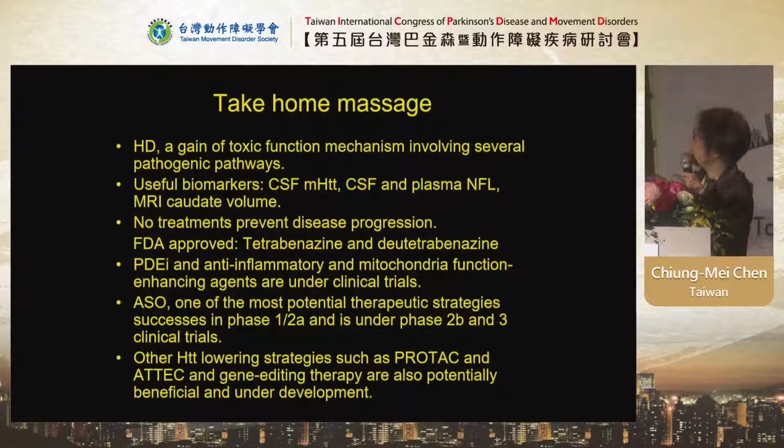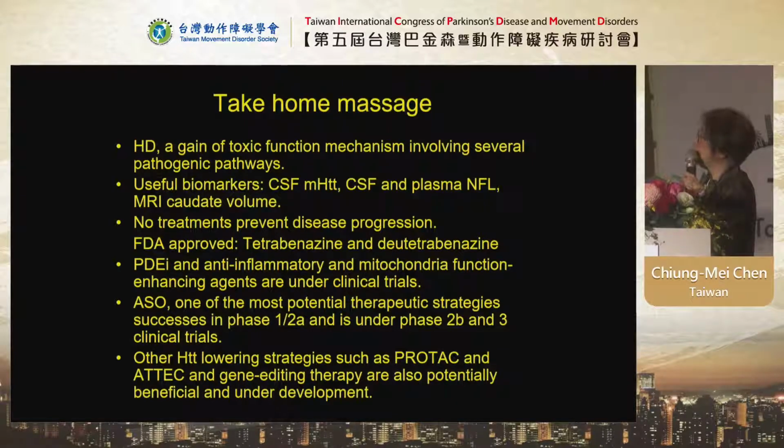So the take-home message is that Huntington disease is a gain of toxic function involving several pathogenic pathways. Targeting those pathogenic pathways, we may have developed some potential therapeutic strategies. And useful biomarkers are important. Now there are about 4 biomarkers that can be used in clinical trials to test the therapeutic efficacy.